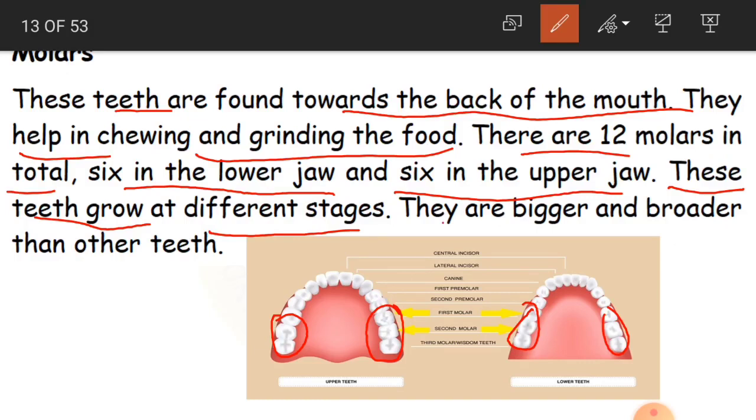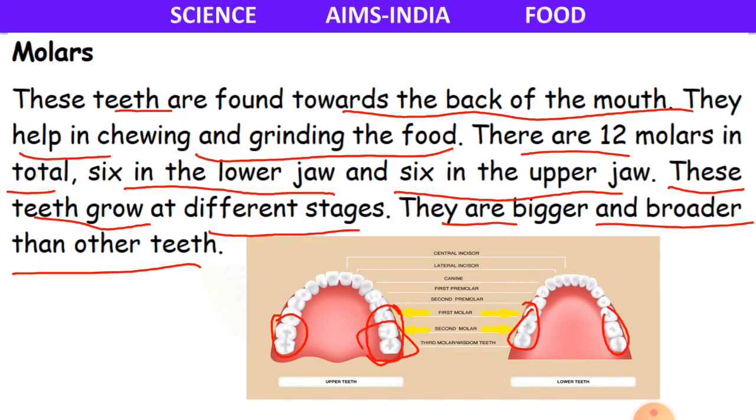So they are bigger and broader than other teeth. How are they? They are very much bigger. If you just open your mouth and check your teeth, children, the teeth at the back of the mouth look a little bigger and broader than the other ones. Check it for yourself. Clear? Even in the picture, if you see, they look very broad and big. So what are these teeth known as? They are known as molars.